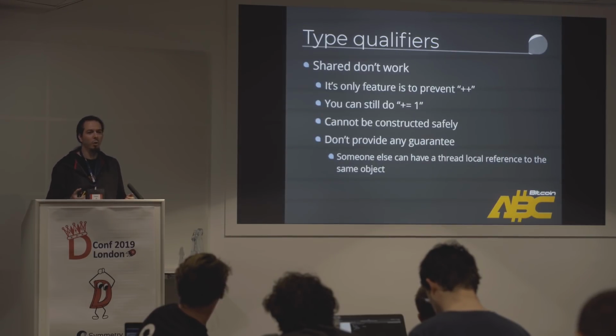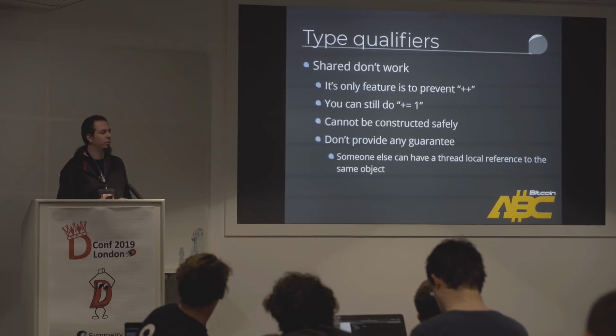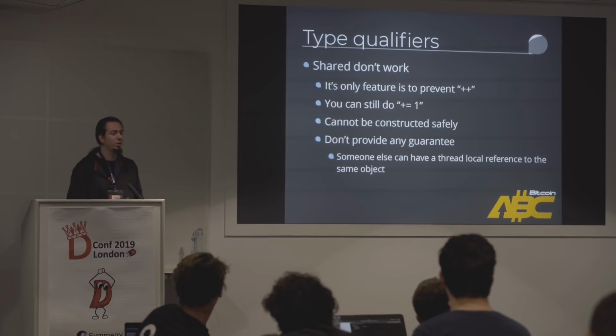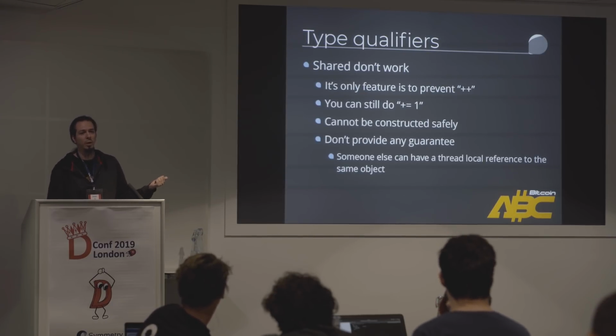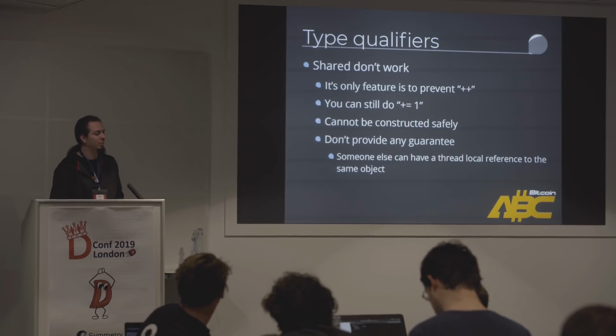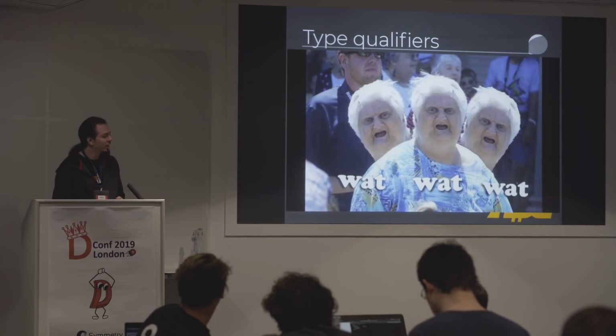Okay, so we have type qualifiers, they are great, but we have shared. Apparently, the only thing it does is prevent you from incrementing using ++, but you can still do += 1. You cannot construct any of them safely because you need to construct them thread local and then cast them to shared. This is what the spec actually tells you to do, but this is also the spec that tells you this is undefined behavior. And so as a result, it doesn't provide very much guarantee in the type system. So what is that?